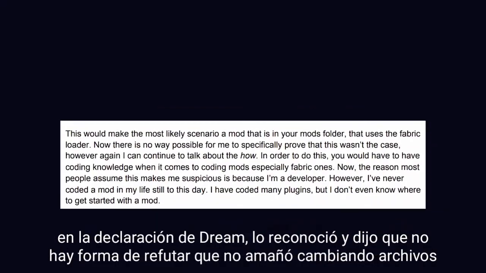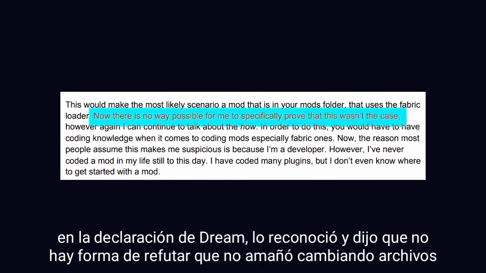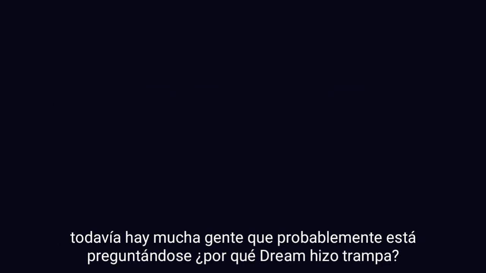In Dream's statement, he's acknowledged this and said there is no way to 100% disprove that he didn't cheat by modifying files. Still, there are many people out there who are probably wondering, why would Dream cheat? Personally, I have no clue.